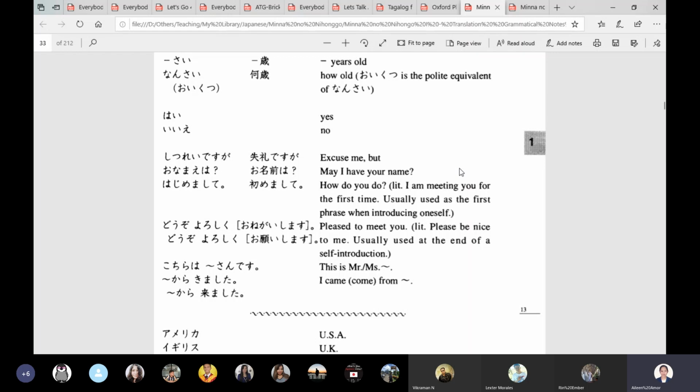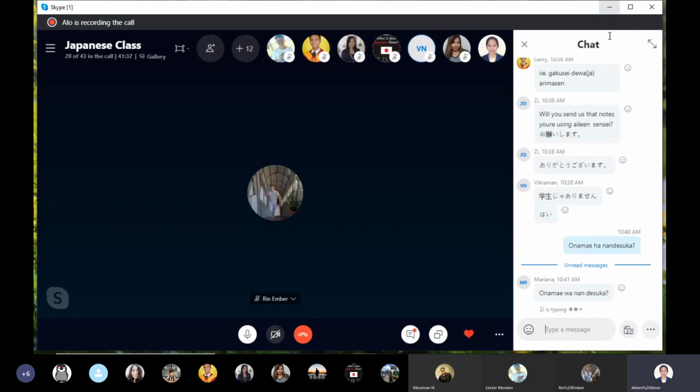So for example, a short introduction would be: Konnichiwa minasan. Aileen to moshimasu. Hajimemashite. Dozo yoroshiku onegai shimasu. Or you can also say, domo minasan. Watashi wa Aileen desu. Hajimemashite. Dozo yoroshiku onegai shimasu. Okay, yes, onamae wa nan desu ka?